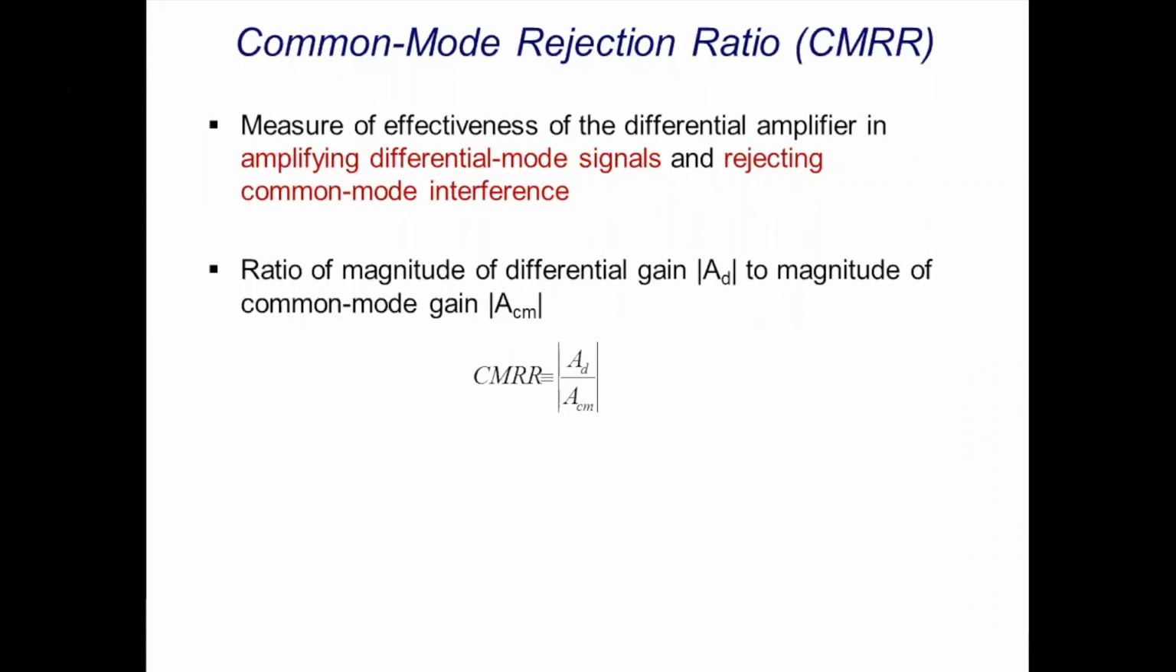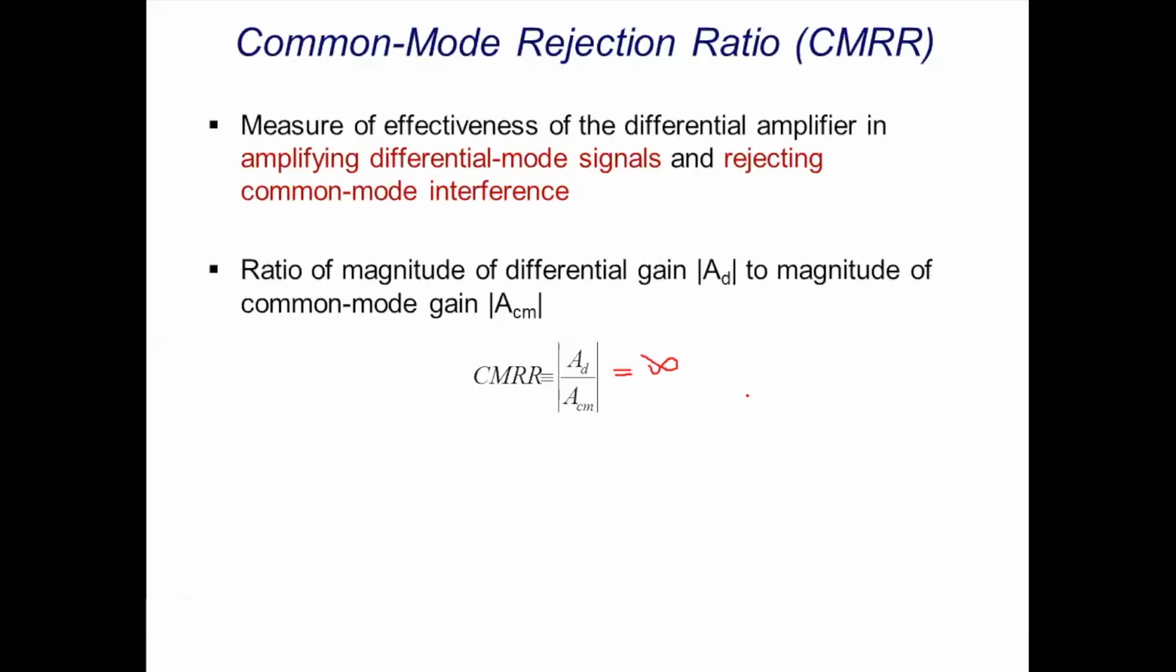Just to recall, we have derived the differential gain as GM into RD, whereas the common mode gain, if the output is taken single-endedly, is equal to minus RD divided by 2 into RSS, and if the output is taken differentially, it is equal to 0. So if you substitute it in the CMRR, the ideal value of CMRR will be equal to GM divided by 0, so the value will be equal to infinity. So the CMRR value should be as high as possible. Infinite is the ideal value.